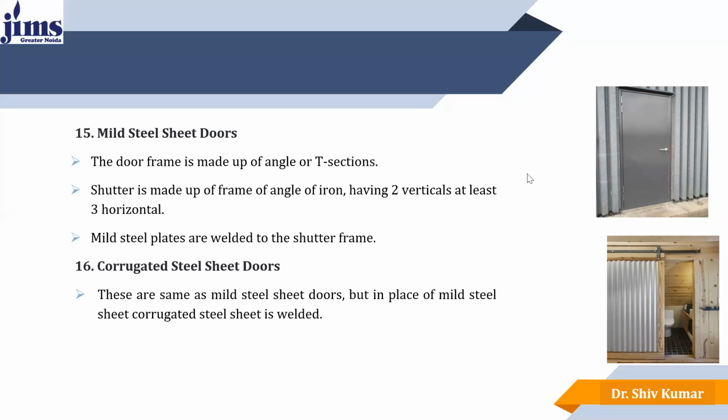The next is corrugated steel sheet doors. These are same as mild steel doors, and are made of mild steel sheet, corrugated steel in the welded form.